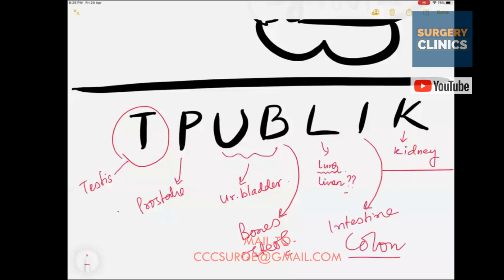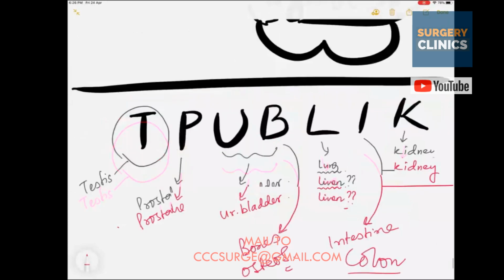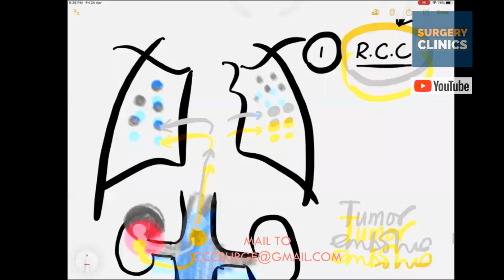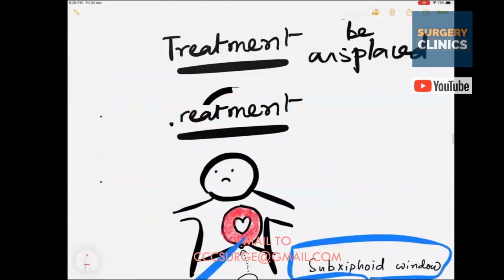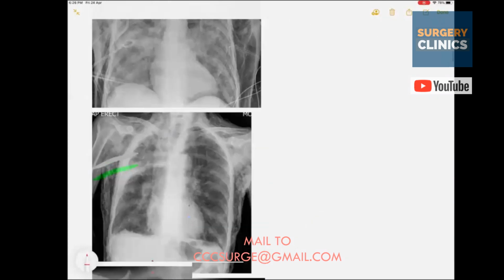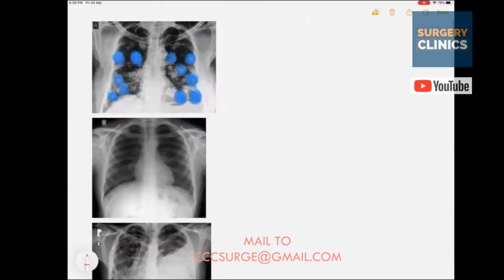So this is all about the surgical x-rays, the part 1 about a chest x-ray. So the TPULI thing is, the T is the testes, the P is prostate, U is urinary bladder, L is lung, liver, I is intestine, colon, and this. So this is all about something called as a cannonball metastasis. Now, before I wind up for today, I've told you majority of these x-rays.